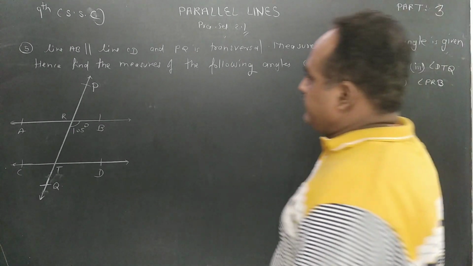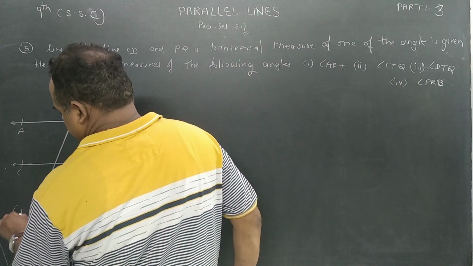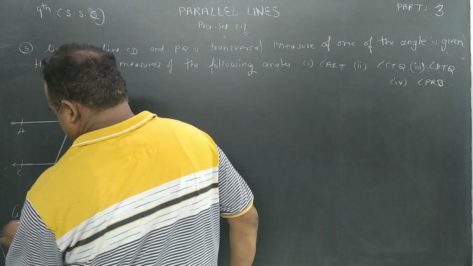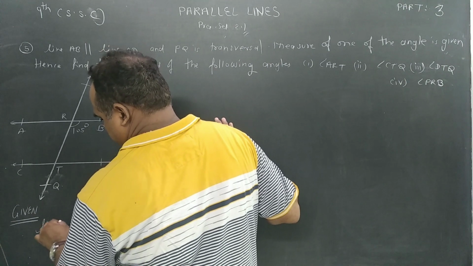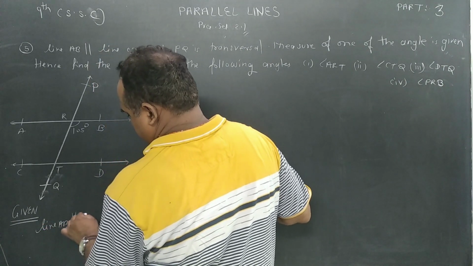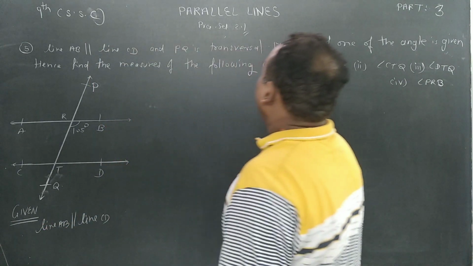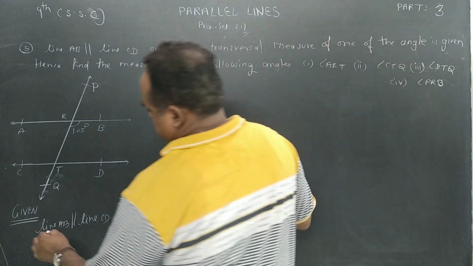So I will start with it now. What is given to you? Given that line AB is parallel to line CD and PQ is transversal.